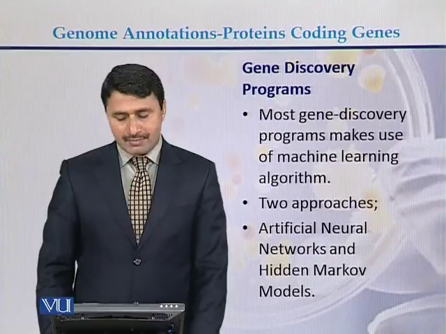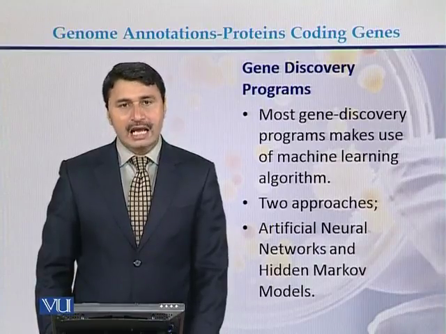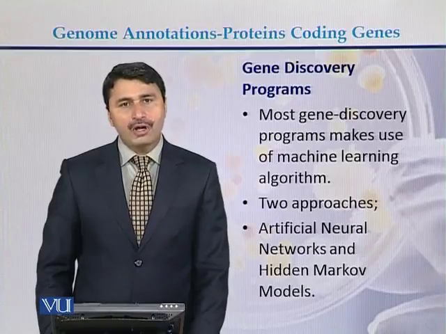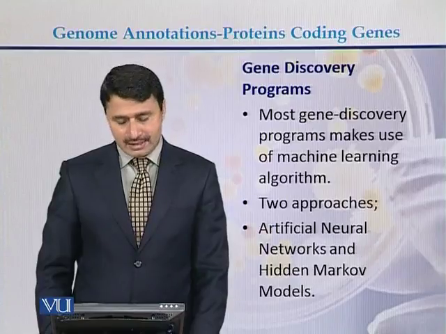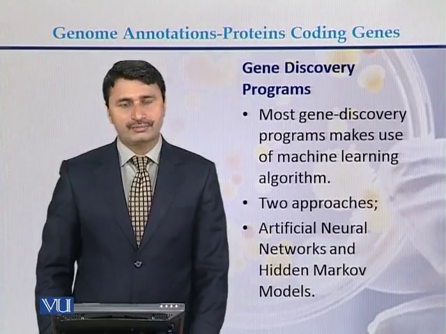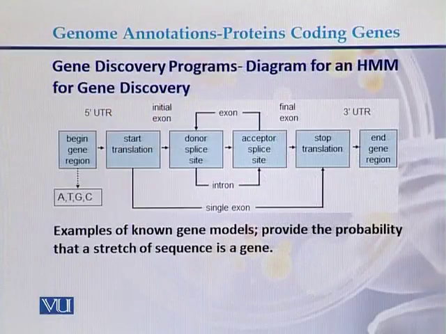Most gene discovery programs make use of machine learning algorithms. There are two common approaches used for genome annotation: artificial neural networks and hidden Markov models. This is an example of a hidden Markov model. Here we can see the 5' UTR region, the 3' UTR region, and the initial exon and final exon. So based on this information, there is a 5' UTR region, a 3' UTR region, and there are exons and introns.